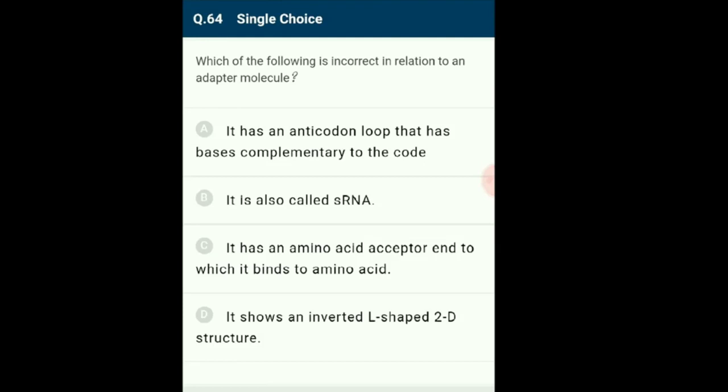Second one is the ribosomal binding loop with 7 unpaired bases. It is the first loop from the 3' end, also called the TψC loop. Third one, the anticodon loop with 7 unpaired bases. Out of the 7 bases in the anticodon loop, 3 bases act as the anticodon for a particular triplet codon present on mRNA. So the answer for this question is option D. It shows an inverted L-shaped 2D structure.